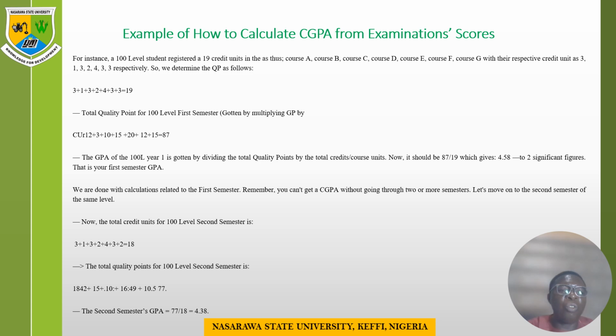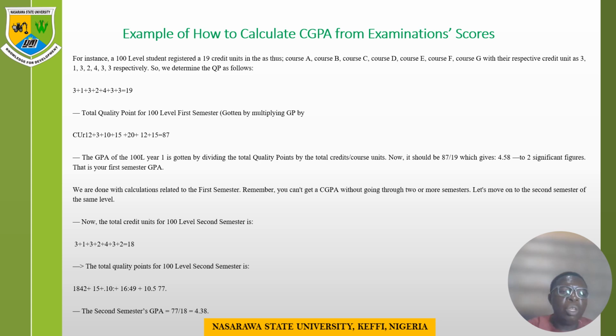The total quality point for 100 level first semester is gotten by multiplying the grade point by the credit unit. What I mean by that is quality point is grade point multiplied by credit unit. So by implication, the quality points are 12, 3, 10, 15, 20, 12, 15, which equals 87.